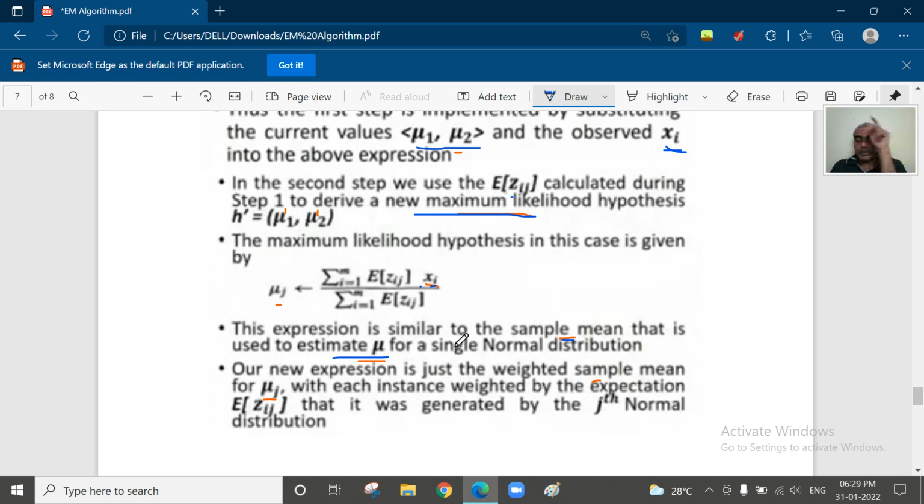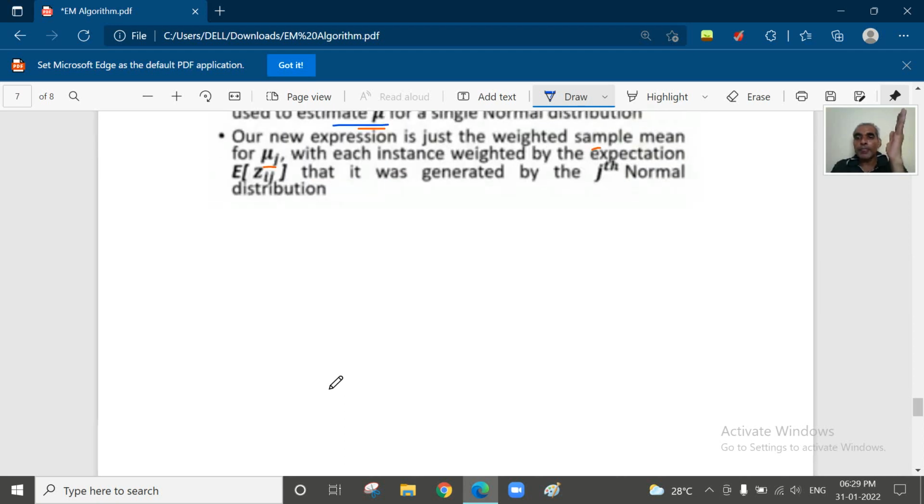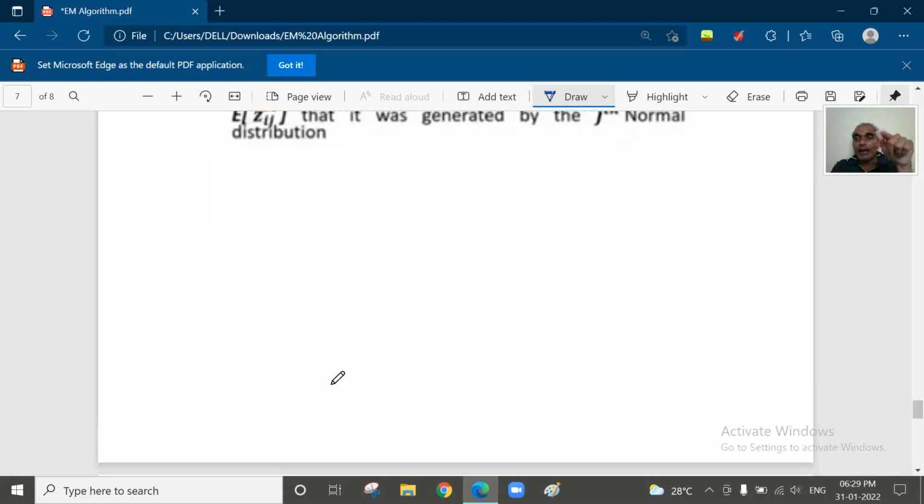So this expression is nothing but our sample mean that is used to estimate mu for a single normal distribution. So now once you got this new value, we can call this new value mu dash. So our new expression is just the weighted sample mean for mu j with each instance weighted by the expectation E of ij, that is generated by the jth normal distribution, whether you are taking the k1 distribution or the k2 distribution. Now these two steps we keep on doing until the value converges, right?